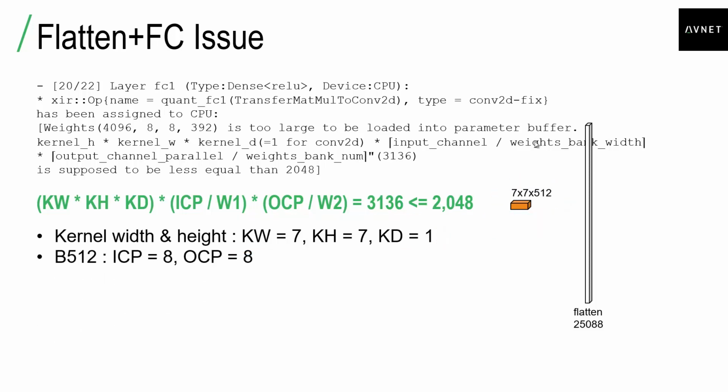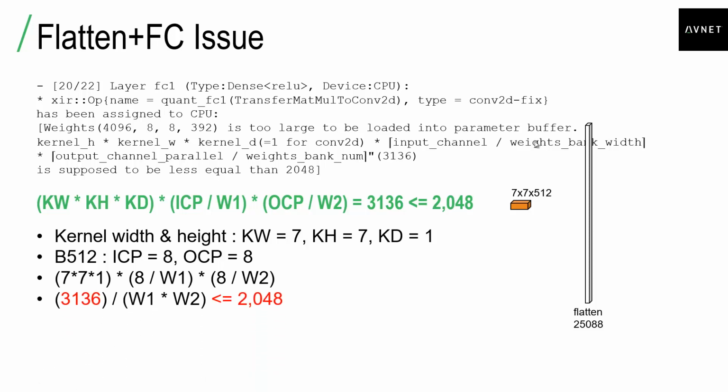Once again, our channel parallelism is 8. So if we plug our numbers into our formula, we can see that we have 3136 divided by our weight factors, which is larger than the 2048. So by deduction, if I understood this correctly, our weight factors are actually just 1, and we need to bring this kernel width and height smaller such that this formula will resolve to a value that's less than 2048.